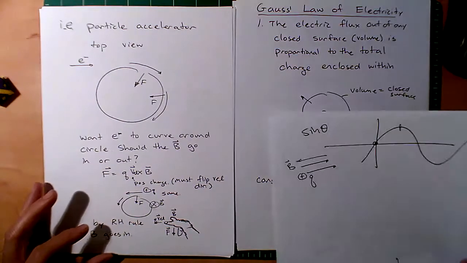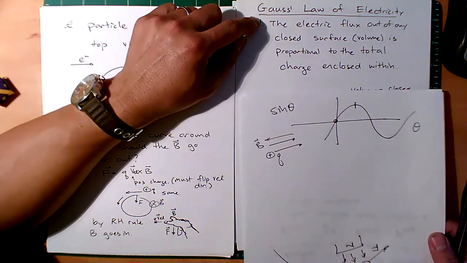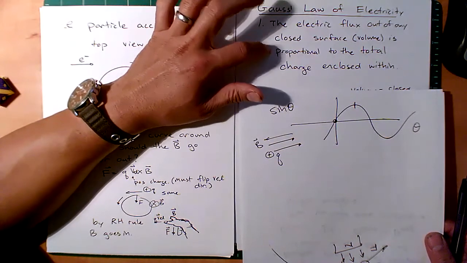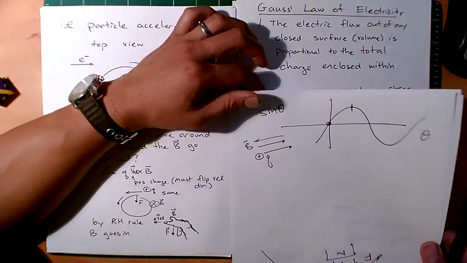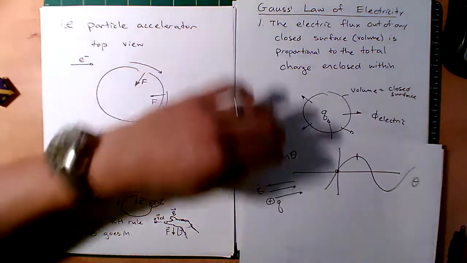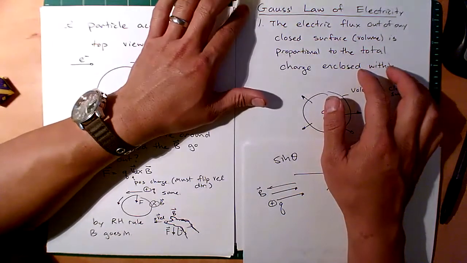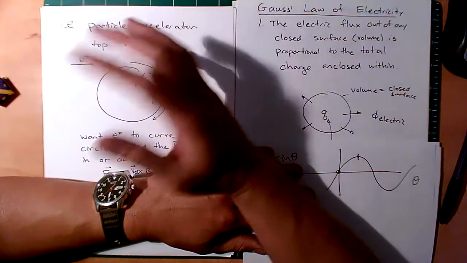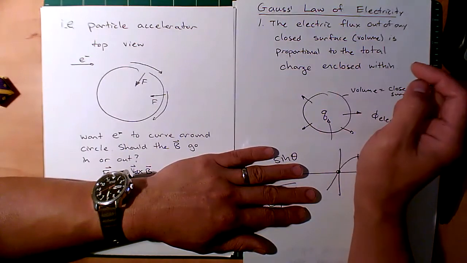So the first Maxwell's equation is Gauss's law of electricity. The electric flux out of any closed surface or volume is proportional to the total charge enclosed within. Oh, it's a mouthful. All right, let's slowly parse out what this paragraph says. The electric flux, so that's like magnetic flux. Okay, fine. Electric flux out of any volume is proportional.